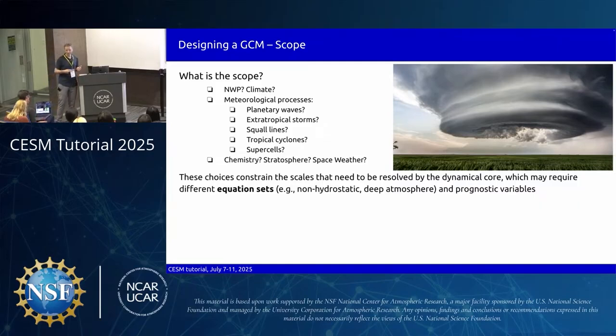So are you doing numerical weather prediction? Are you just running 10 days? Are you going to run 100 years? Do you want to resolve squall lines, tropical cyclones, supercells, or maybe not? What kind of chemistry? Are you doing chemical forecasting? Are you doing aerosol indirect effects? Do you need to resolve the stratosphere? Do you want to predict the weather for satellites, doing space weather? CESM can do a lot of these things.